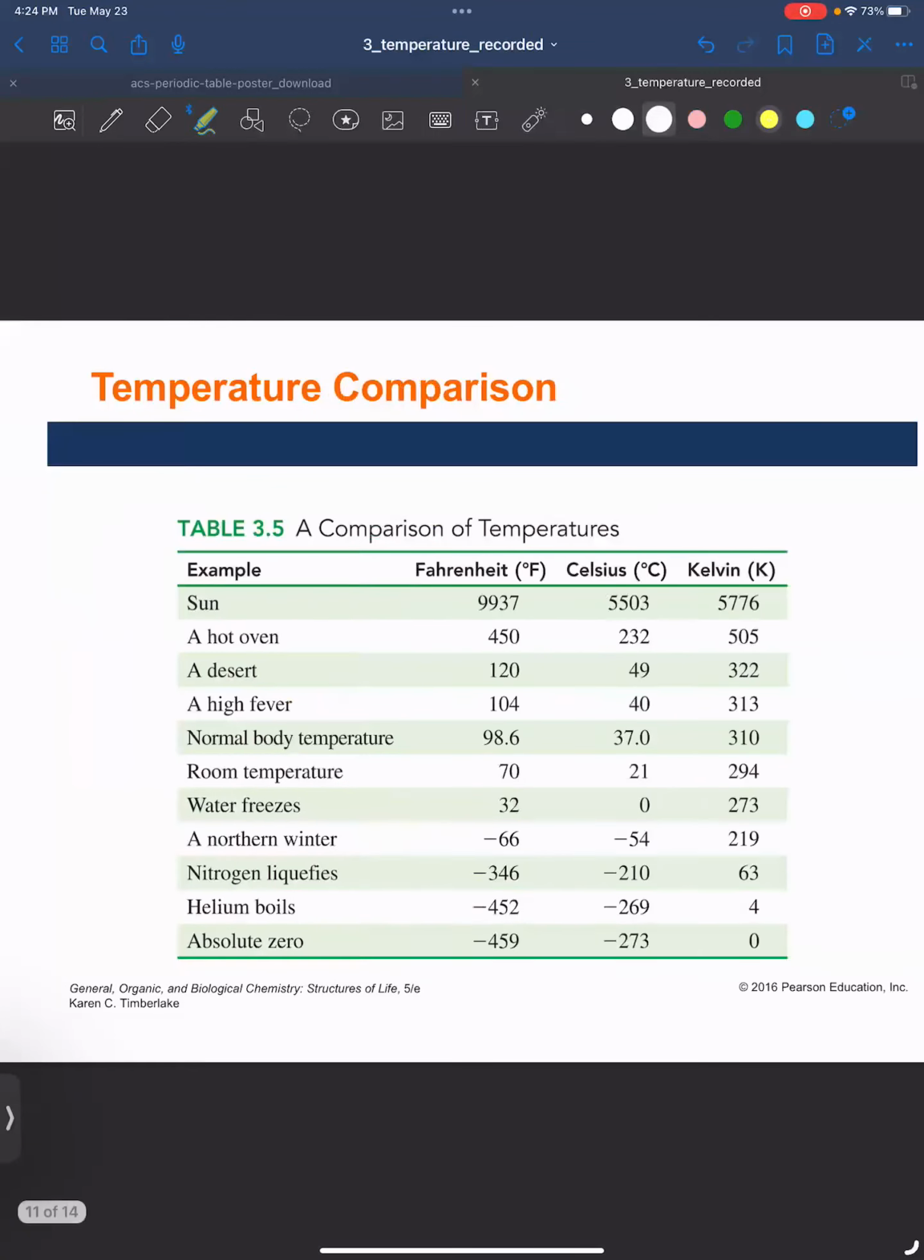This table is going to show us a comparison of different temperatures for many examples. So for example, room temperature, we'll work with room temperature a lot, is 70 degrees Fahrenheit, which is 21 degrees Celsius, which is 294 Kelvin. The coldest temperature possible, absolute zero, is 0 Kelvin, negative 273 degrees Celsius, negative 459 Fahrenheit. You see all sorts of different examples comparing the temperature scales.